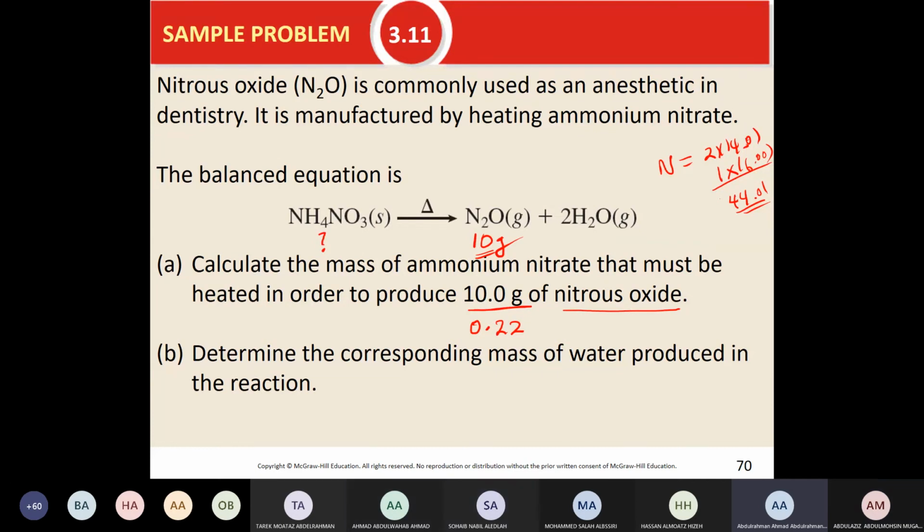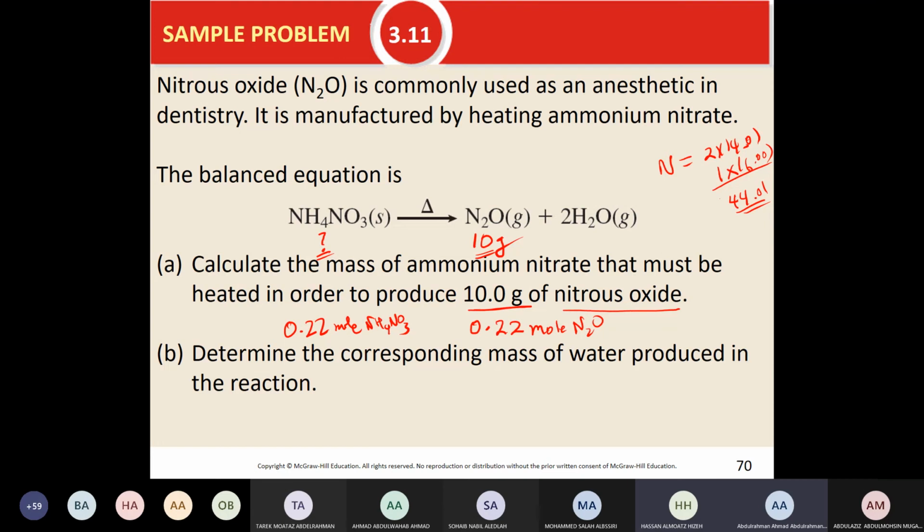This mole, now I can compare. How much of this one do I need in mole? 0.22. It will be the same, because it is 1 to 1. Very good. Mole NH4NO3, and this is mole N2O.